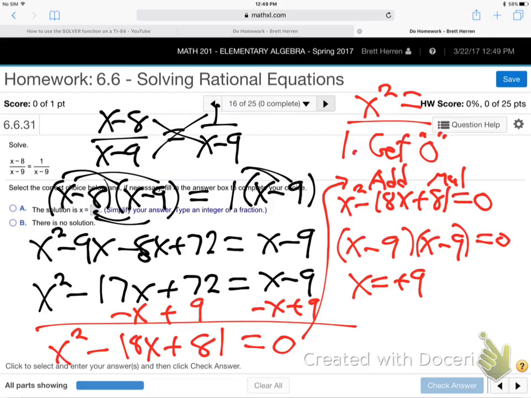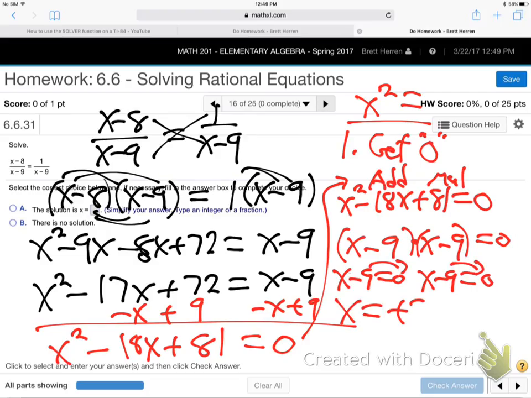Is that okay? I just jumped there? Because maybe I shouldn't jump. So you set each one equal to 0, right? Because if two things are multiplying to be 0, either one could be 0 to make them multiply to be 0. So then jump it over. It's positive 9. The answer is positive 9, but it's actually no solution.